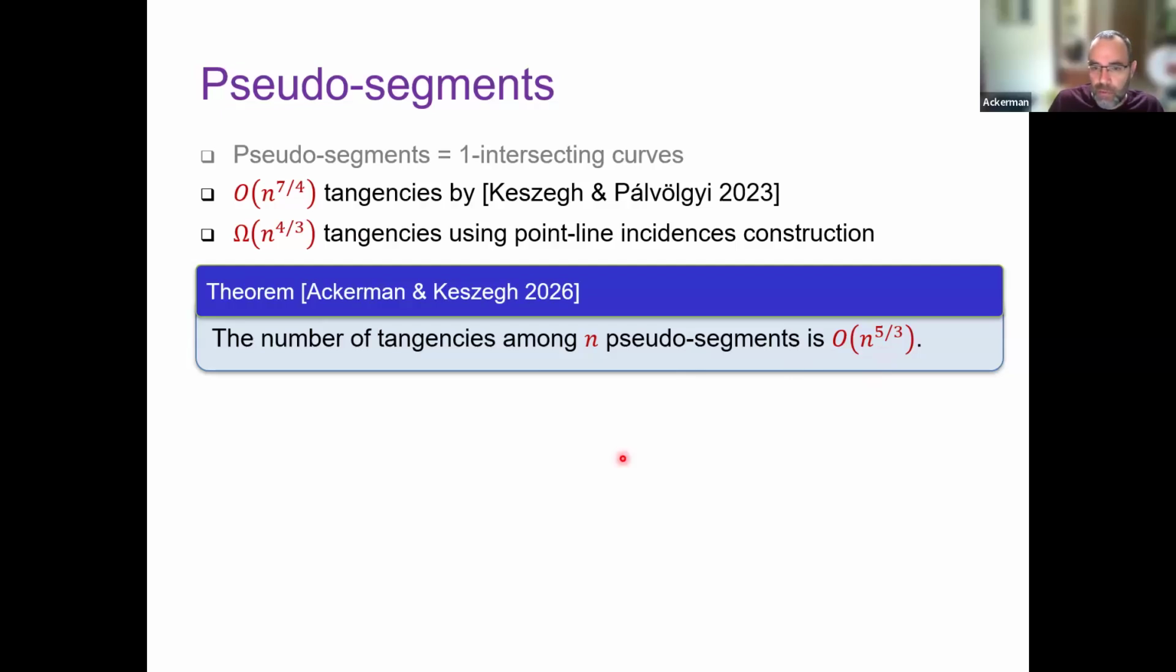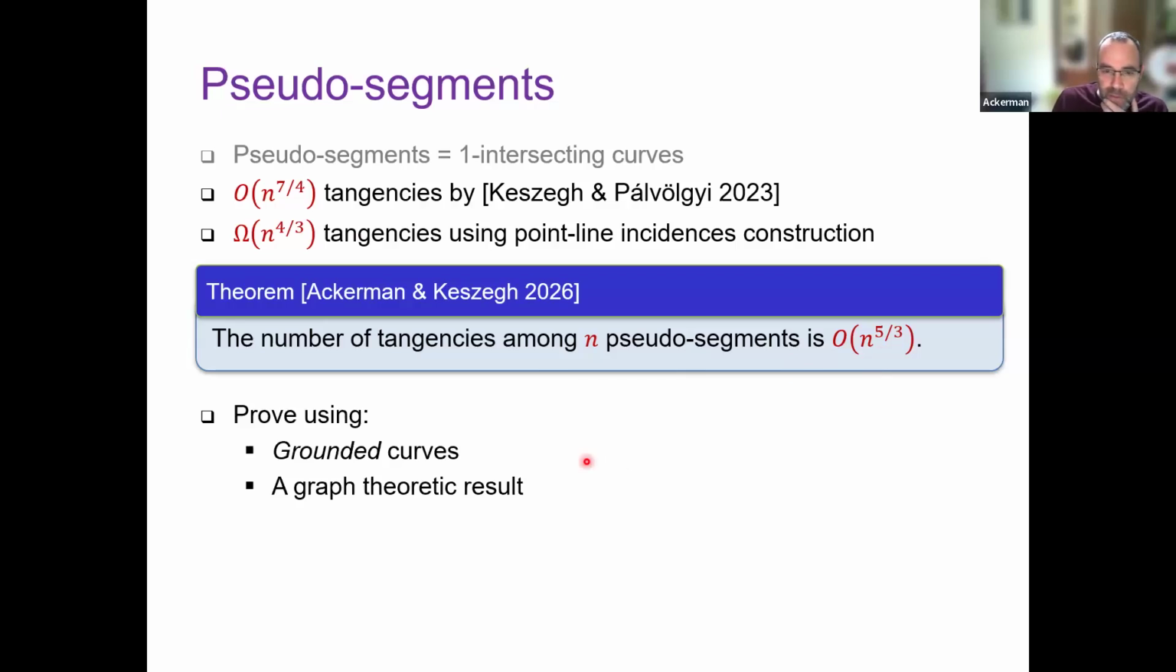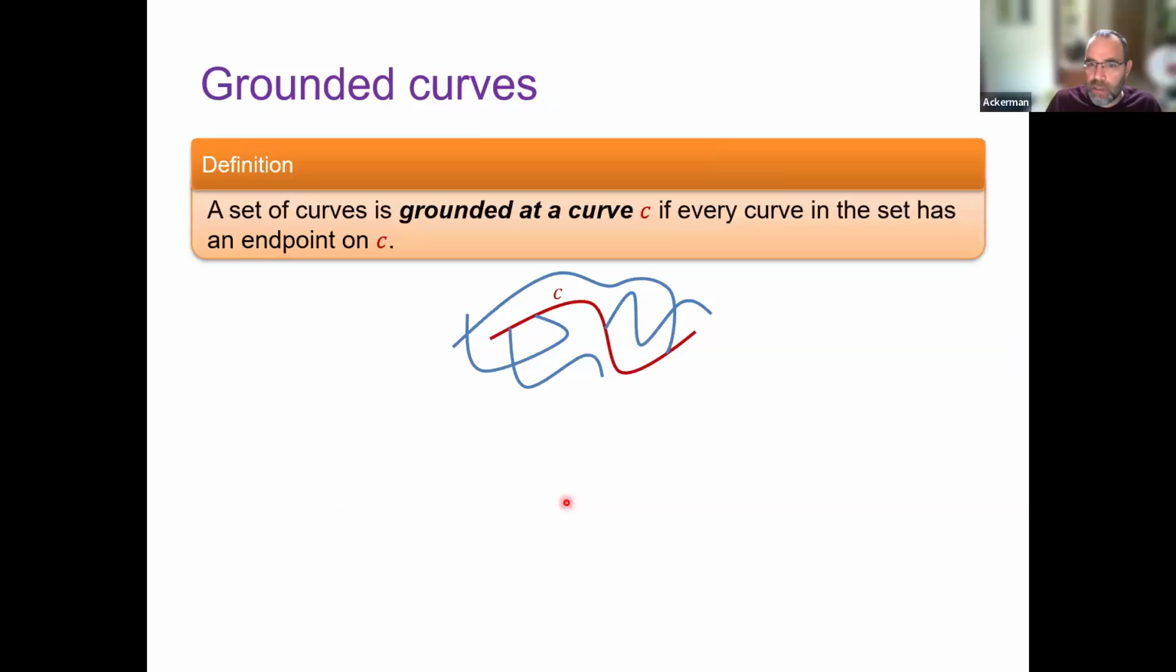And to prove this result, we considered a special case of grounded curves, and then we proved some graph theoretic result. So let me describe these two ingredients. We say that a set of curves is grounded at some other curve. So take a look at this figure here. The blue ones are grounded at the red one because every blue curve has at least one endpoint on the red one.